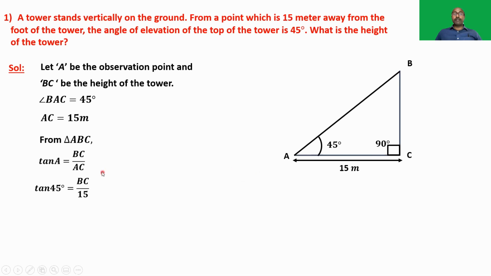Now write the values of A and AC, which we know. A is 45 degrees, AC is 15 meters. So tan 45 is equal to BC by 15. And we have tan 45 is equal to 1. So write 1 instead of tan 45. Now by cross multiplication, we get BC is equal to 15. And what is BC here? BC is the height of the tower. Therefore, the height of the tower is 15 meters. That is the solution of the problem.